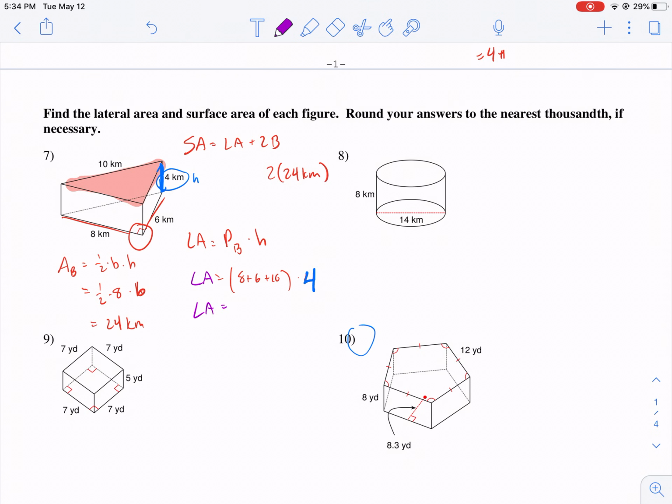Lateral area equals, we have, what is that, 24 times 4. I believe that's 96. It's always good to check your answer, even if you're 100% sure. 24 times 4. All these cell phone calculators, remind me not to use this again. All right, so we get 96, as promised. So we have 96 as our lateral area, plus 2 times 24 is going to be our total surface area. So surface area is equal to 96 plus 48, and that equals 144 kilometers squared.